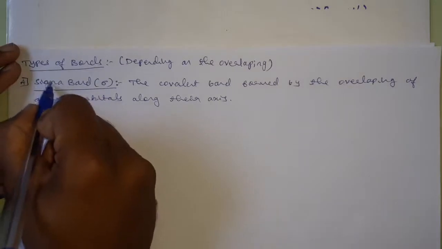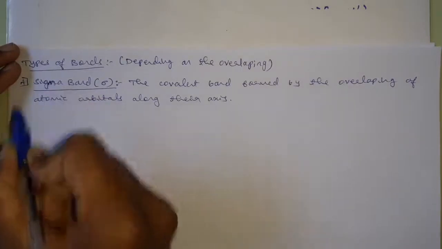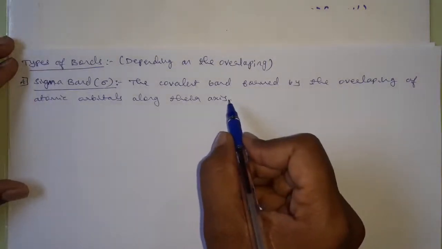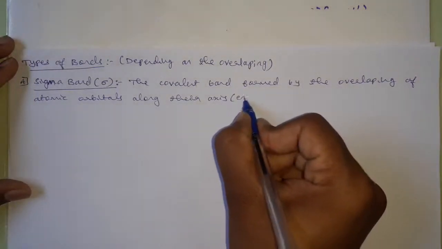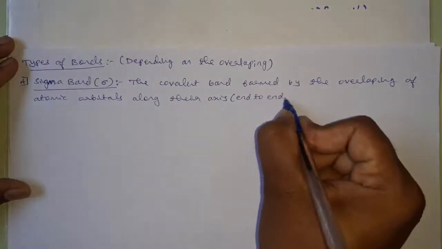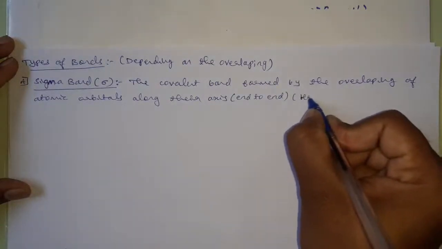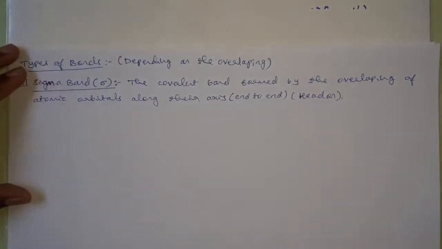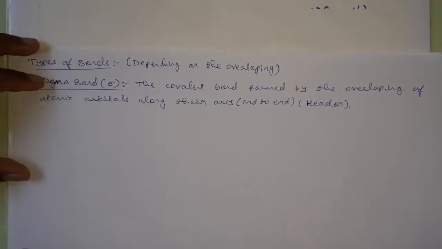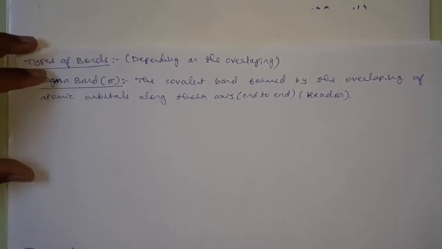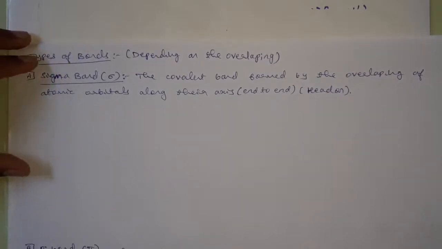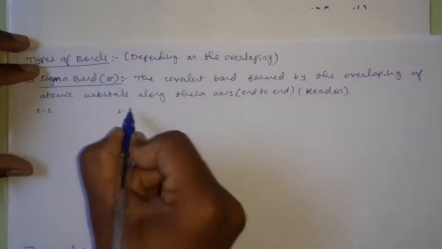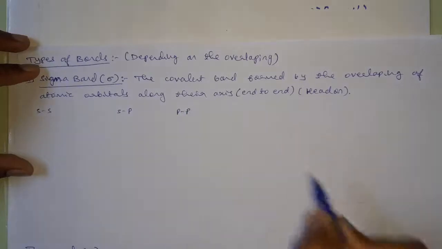Sigma bond. Sigma bond, along the axis, or we can say end to end overlap or head on overlap. Then here again, depending on the type of orbital involved, these sigma bonds are classified as s sigma bond, sp sigma bond and pp sigma bond.